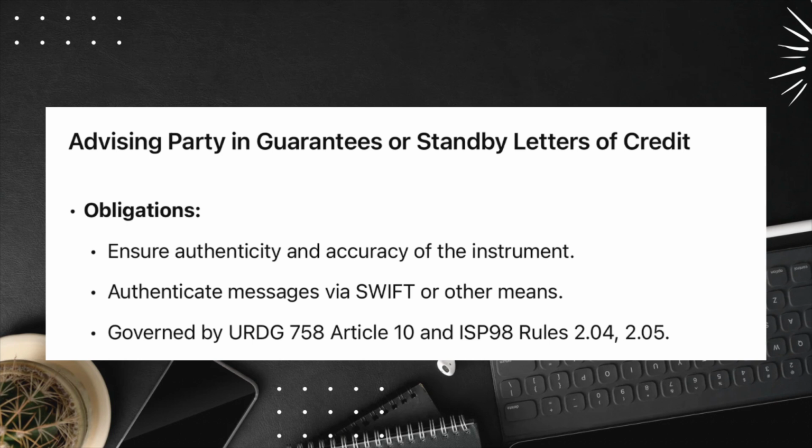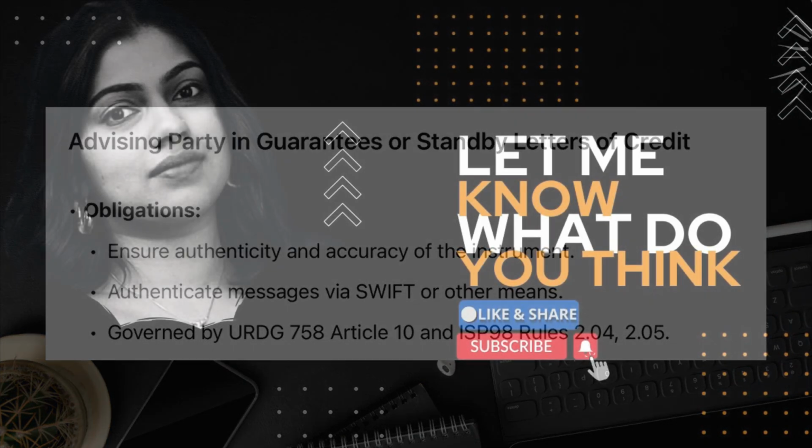So, to wrap up, while the advising party is not always used in demand guarantees or standby letters of credit, they play an essential role when extra verification is needed. Their main job is to ensure that the instrument is authentic and that it accurately reflects the issuer's claim before reaching the beneficiary. It's all about building trust and security into international transactions.